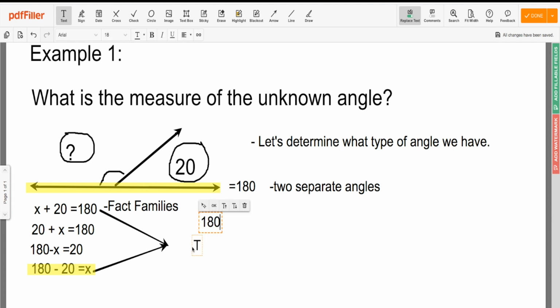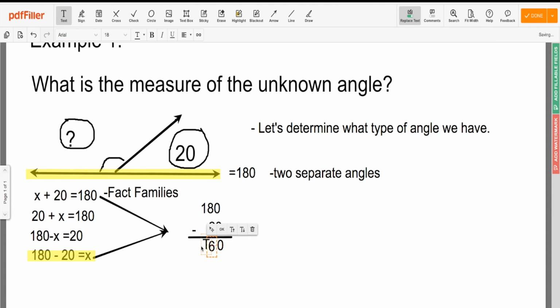So now we're going to write our vertical equation so we can do our subtraction to figure out what the value of x is going to be. 0 minus 0 gives us 0. 8 minus 2 is 6. And 1 minus nothing is 1. So our unknown value is 160 degrees. That is the value of x.